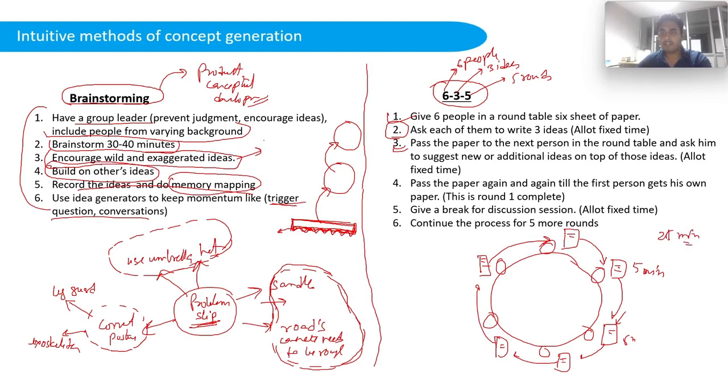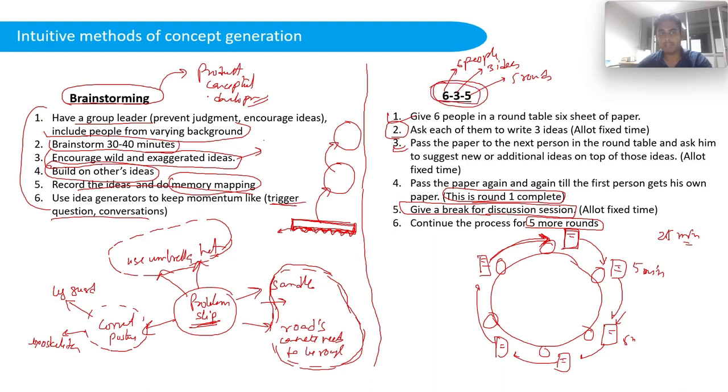And whenever this particular paper returns to the first person again, everyone will get their own original papers. That means one round is complete in this particular process. So you need to keep on doing that for another five rounds. In between each round you need to give them a break for discussions. These discussions will help them in generating and clarifying additional ideas. So this is the methodology of 635.